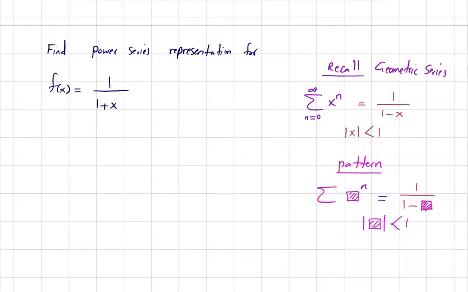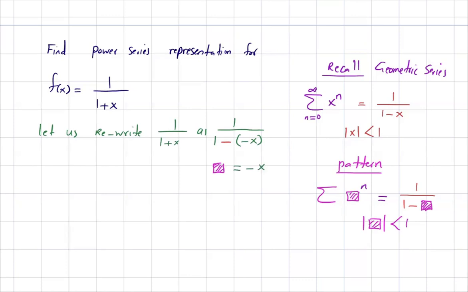Let us rewrite 1 divided by 1 plus x as 1 divided by 1 minus minus x. So then you can easily see this box. The box is minus x. Okay, perfect.